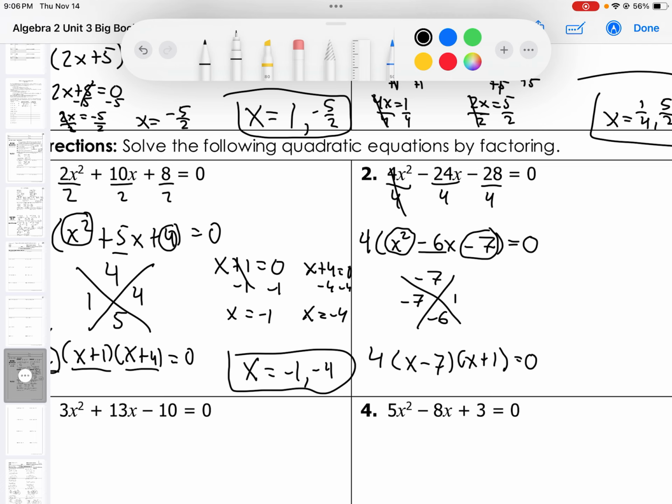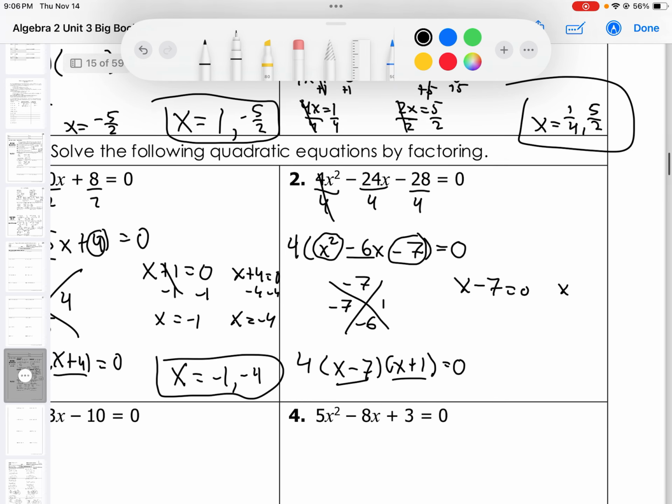And again, I can set these factors equal to 0 to find what x equals. So x minus 7 equals 0, and x plus 1 equals 0. For x minus 7, I can get rid of the minus 7 by doing plus 7 on both sides, and that'll give me x equals 7. For x plus 1, I can do minus 1 on both sides, and that'll give me x equals negative 1. And so the two numbers for x are going to be 7 and negative 1.